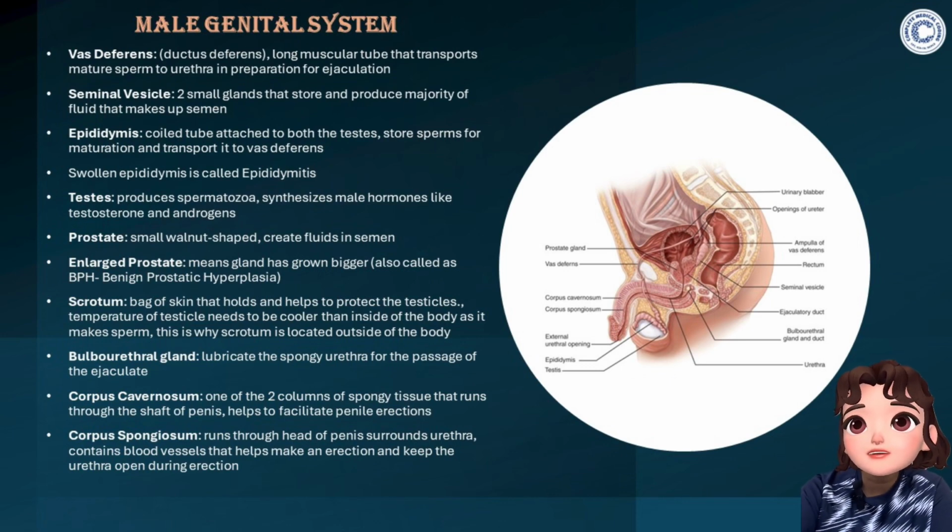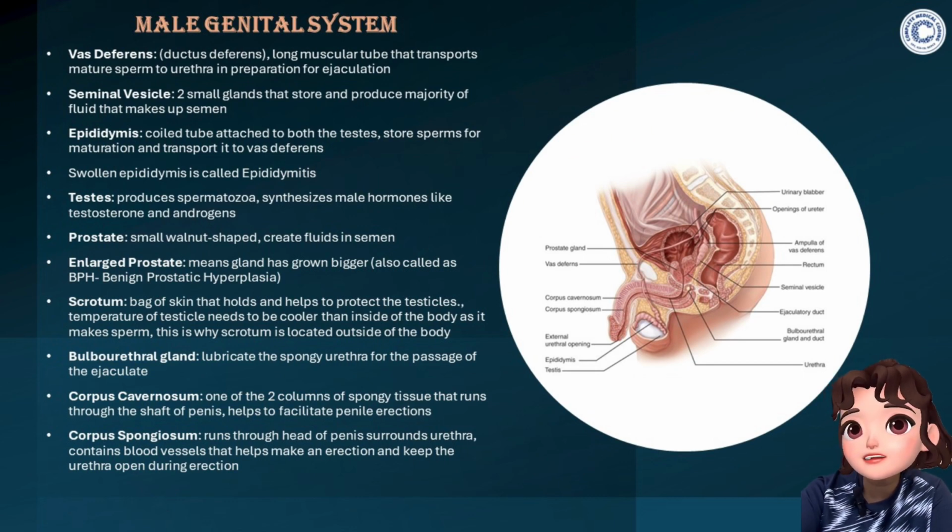Now let's discuss about male and female genital system. First, male genital system. What are the main parts of male genital system? Just look into the picture while I am explaining. Vas deferens. It's also called as ductus deferens. It's a long muscular tube that transports mature sperms to urethra in preparation for ejaculation.